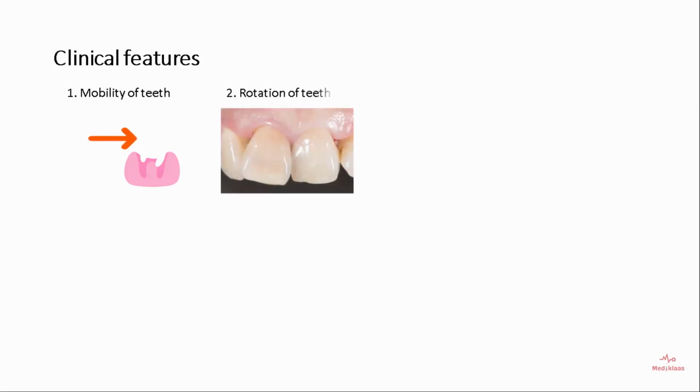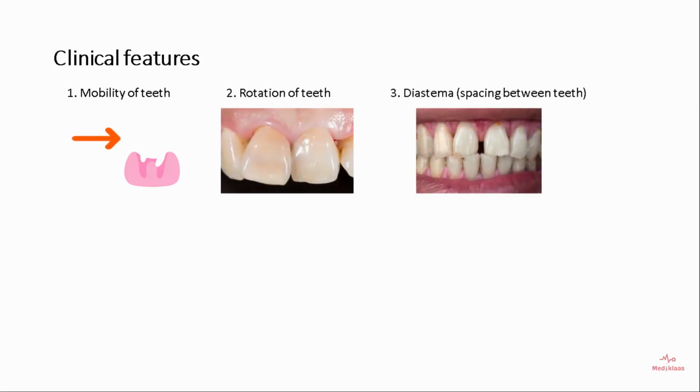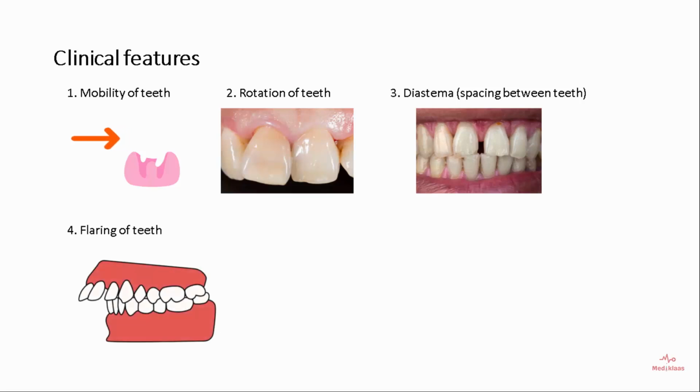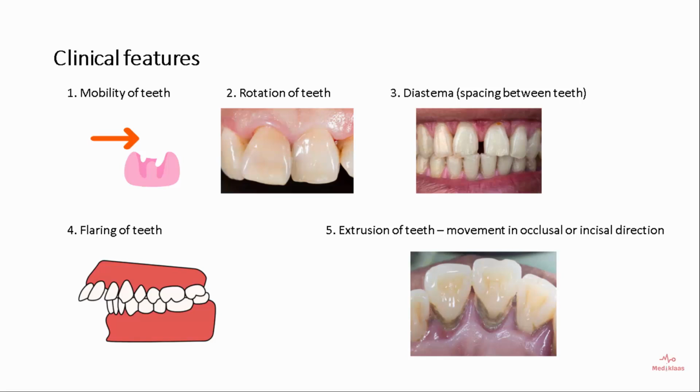Clinical features of pathologic tooth migration. There is tooth mobility, there is rotation of teeth, diastema or spacing between the teeth can be seen, the teeth become flared, and there is extrusion, or movement in the occlusal or incisal direction, of the teeth.